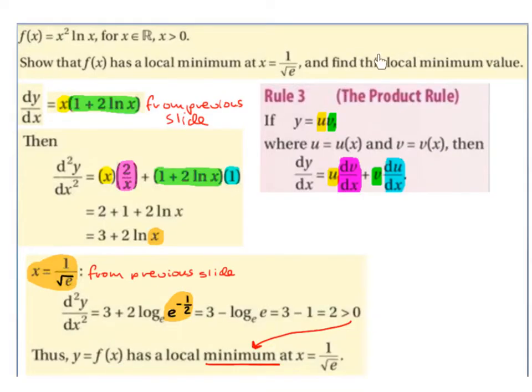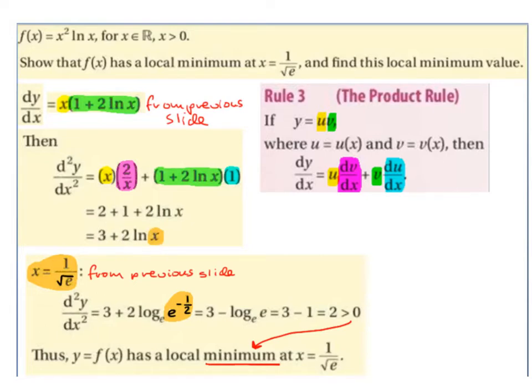So now we need to find its local minimum value. So we know from the previous slide that dy/dx, the derivative, is x times (1 plus 2 natural log x). So now we need to find the second derivative, d squared y/dx squared. So these two are stuck together, which means multiply, so we're going to use the product rule. So our x is the u, and the 1 plus 2 natural log x is the v. So we get x times 2 over x plus (1 plus 2 natural log x) times 1. And that gives us 2 plus 1 plus 2 natural log x, which gives us 3 plus 2 natural log x.